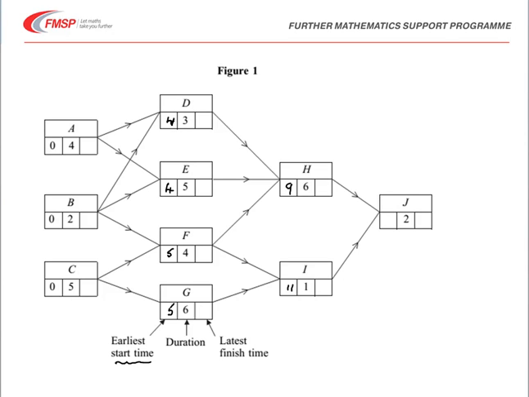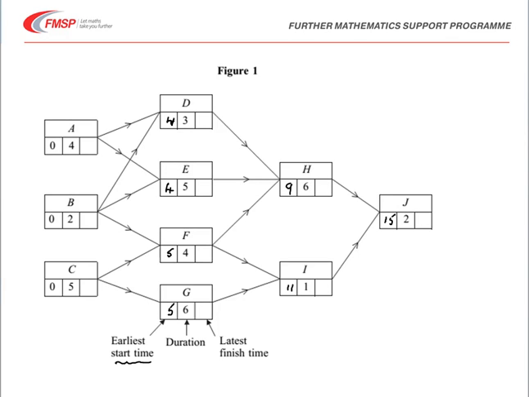Then going forward to J, from H we've got 9 plus 6 is 15, and from I 11 plus 1 is 12, so a total of 15. That gives then the latest finish time for J of being 15 plus 2, which is 17.